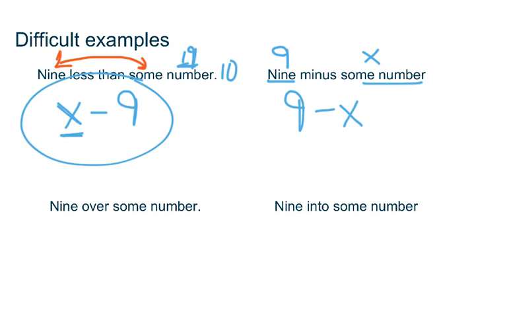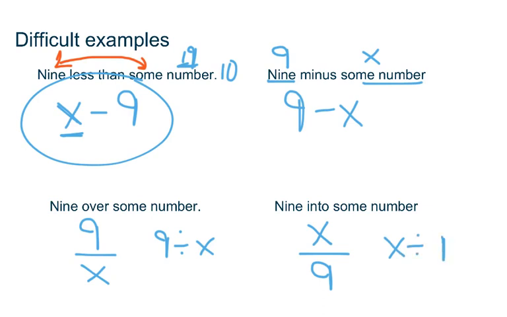Same thing here. 9 over some number becomes 9 over x, which means that you're doing 9 divided by x, whatever that might be. Versus 9 into some number is going to be x over 9, where you are taking some number x and you're dividing it by 9. So again, order matters for subtraction and division. You have to pay attention and really take your time and ask yourself, what are they asking?